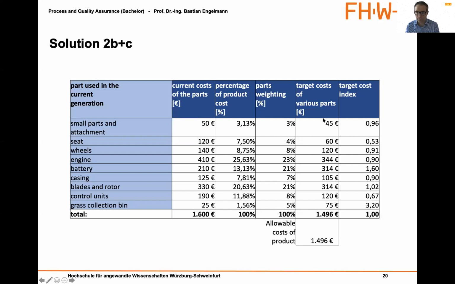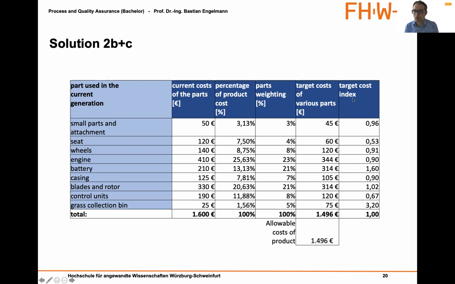Okay, I think you should have calculated the fourth column. Here are the results. Here are the target costs of the various parts. And of course, because the basis of the calculation was the allowable costs, all the single costs will sum up to the allowable costs here. Here you see already the last column filled.